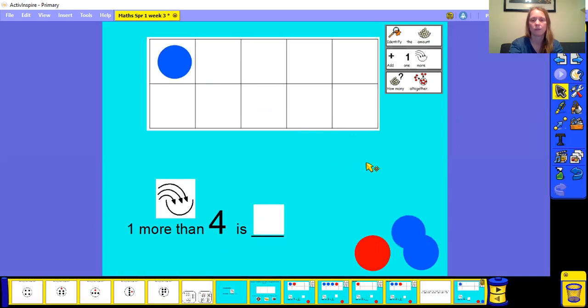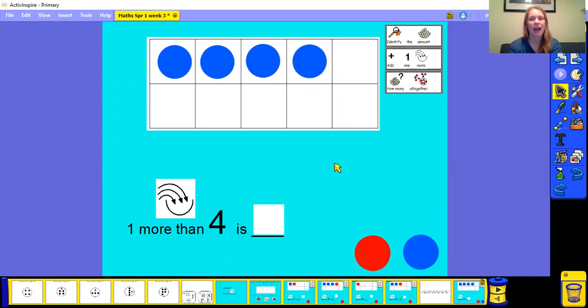1, 2, 3, 4. Now we're adding one more. I'm going to put one red counter on to represent one more. Here it is. Now I need to work out how many counters I have all together.